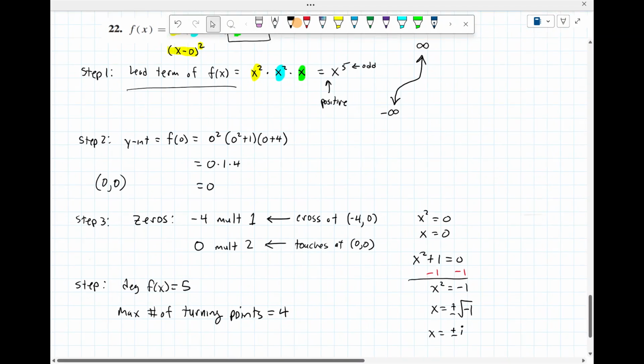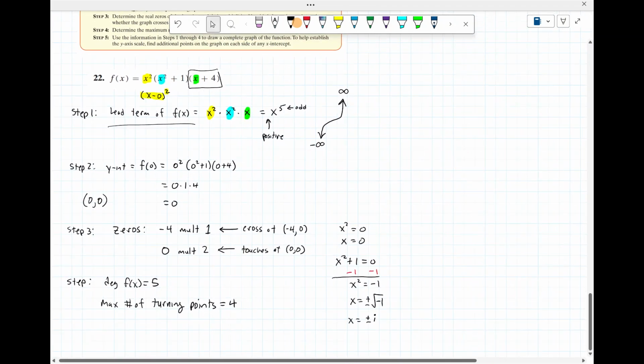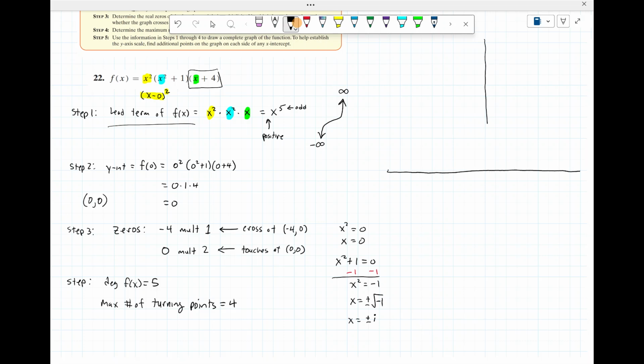All right, we have enough information to graph this one now. So let's put it all together. We just have two zeros. We have a 0 at 0, and we have a 0 at -4. Our y-intercept is the same as our x-intercept, so that's already been graphed.